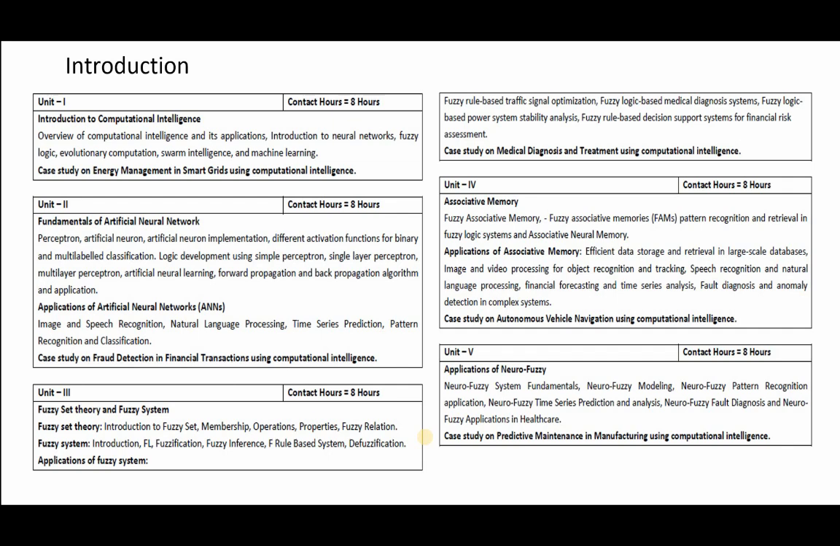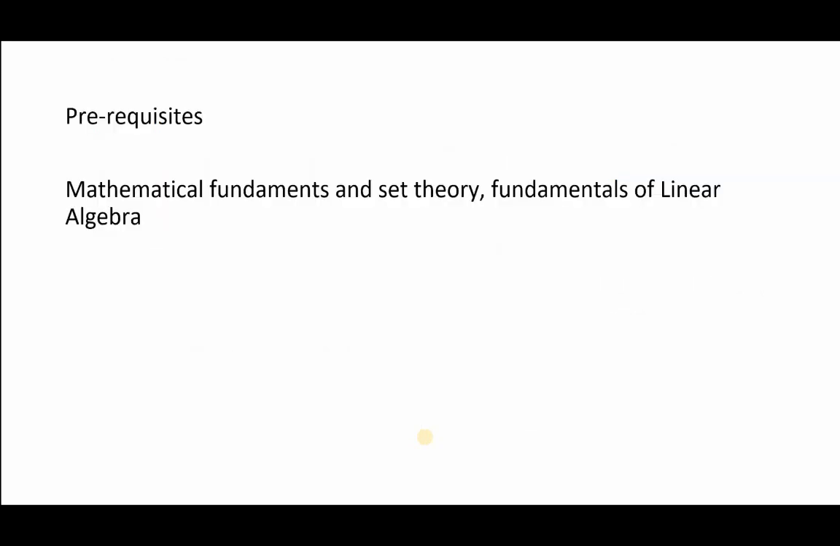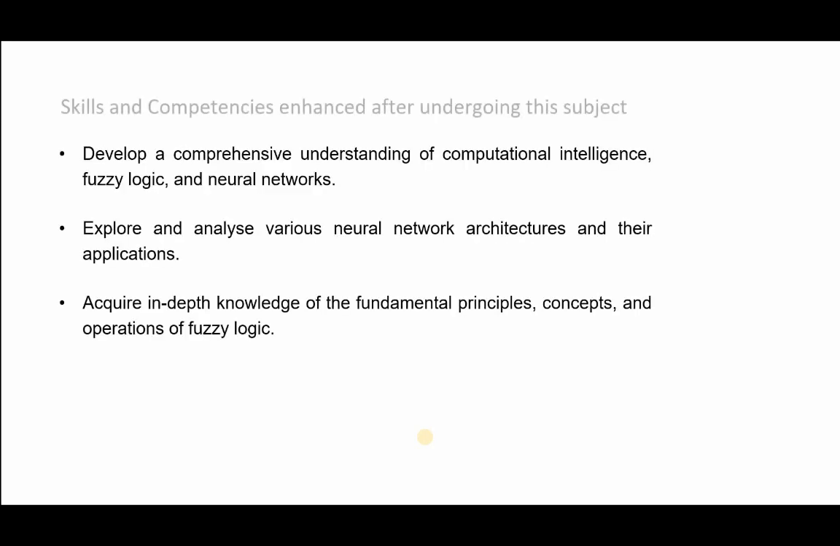Computational intelligence is basically the ability of the computer to learn, maybe by observation or by programming. Artificial neural networks, fuzzy theory and all these topics are part of computational intelligence. Computational intelligence is a branch of artificial intelligence, and this course will give you a bird's eye view and the fundamental knowledge of computational intelligence. The prerequisites for this course are mathematical fundamentals of set theory and linear algebra.